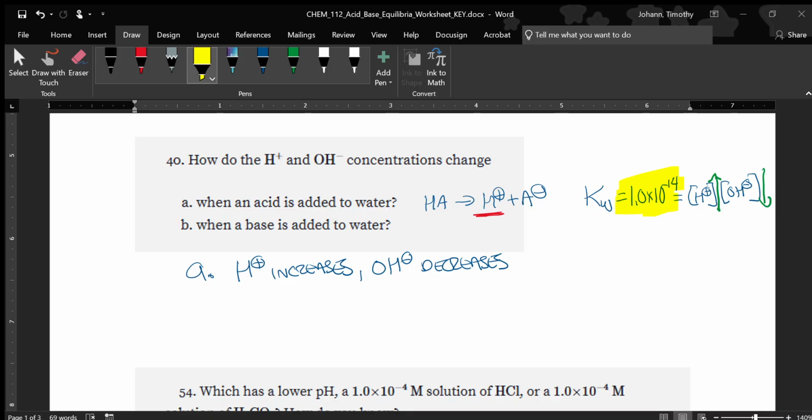Okay? And so by the same method, a base is going to produce OH minus in water. And so if the OH minus increases, then H plus is going to decrease.